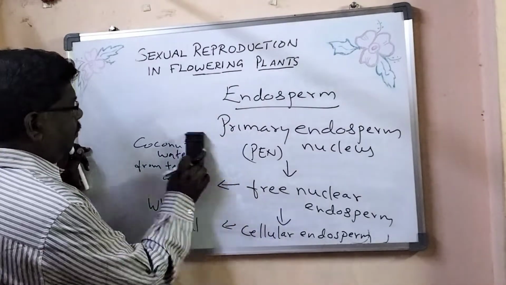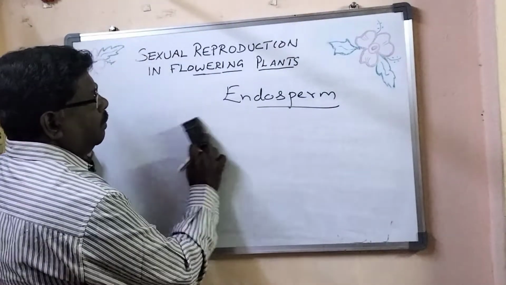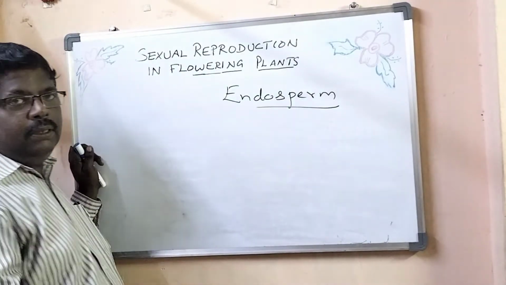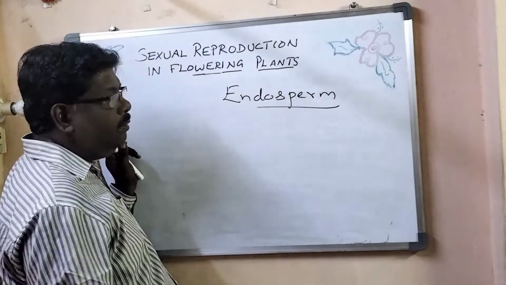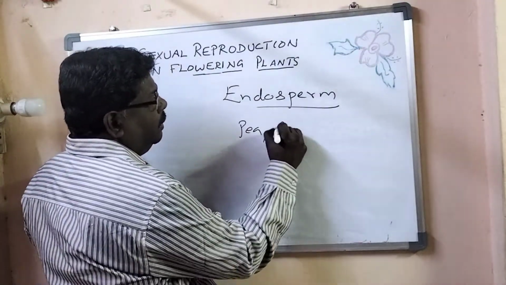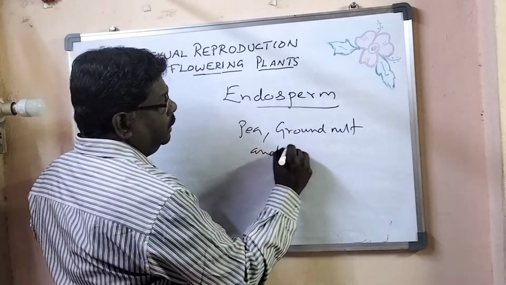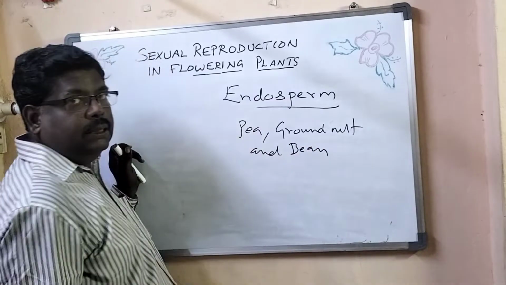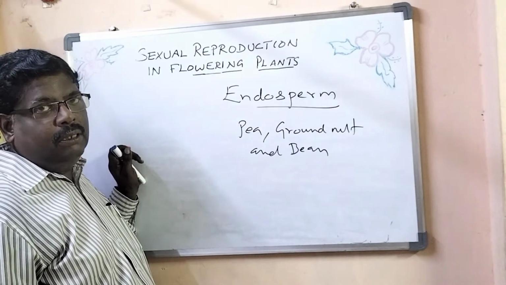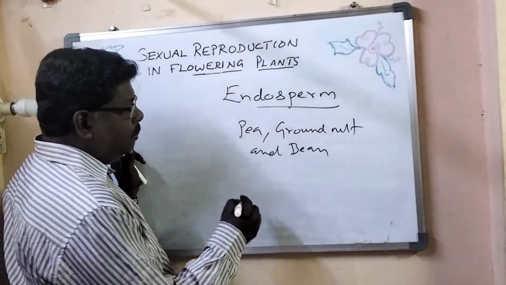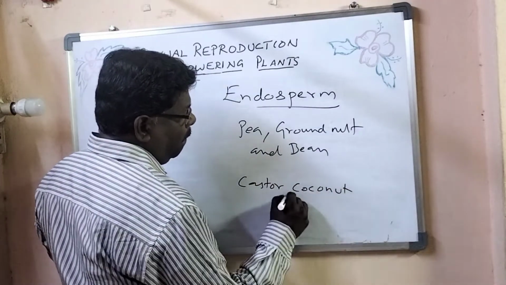And in some cases, the endosperm is fully consumed by the developing embryo. For example, in pea, groundnut, and beans. Whereas in some cases, the endosperm will persist till seed formation. For example, castor, coconut.